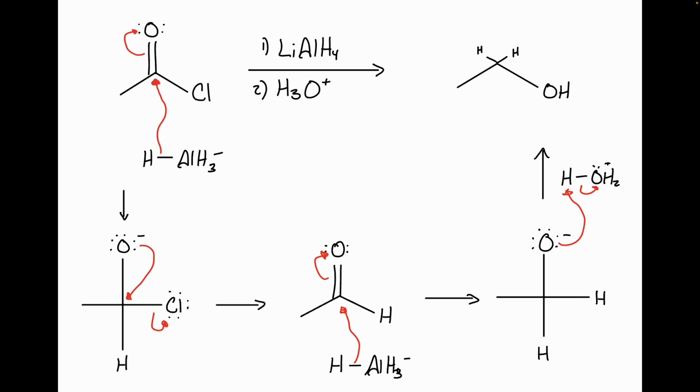So just like we saw with our Grignards, there's going to be one reaction that occurs that reforms that carbonyl group. But these reagents react with carbonyl groups, so it's going to react a second time, giving you a fully reduced primary alcohol. All right.